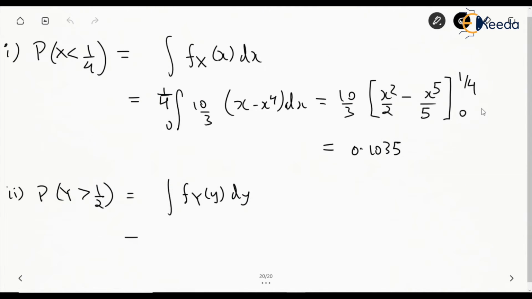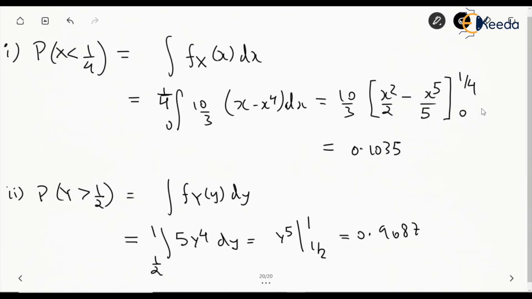You can write it as the integration of 5y to the power 4 for y greater than 1 by 2. The region was 0 to 1, so the lower limit will be 1 by 2 and the upper limit will be 1, dy. So it is y to the power 5, with limits 1 by 2 and 1. This is going to be 0.9687. Fine. Let's see two more and then we will be done with this.